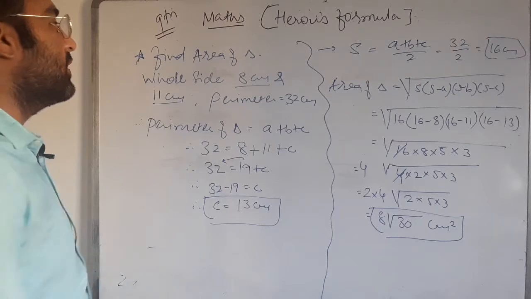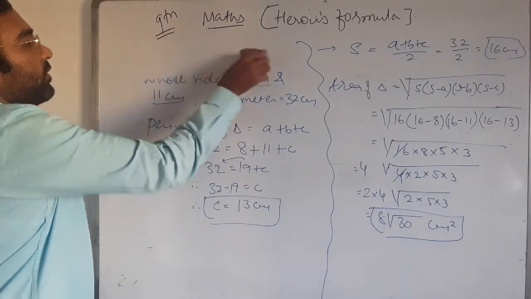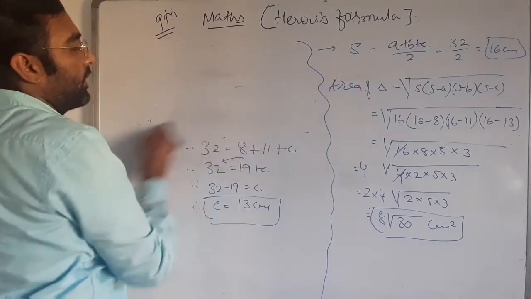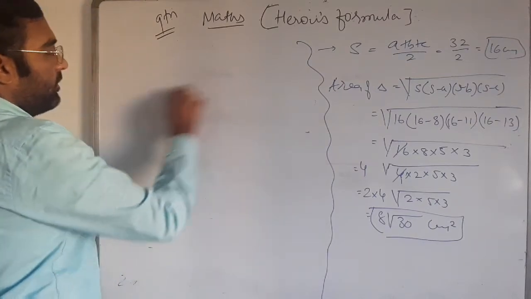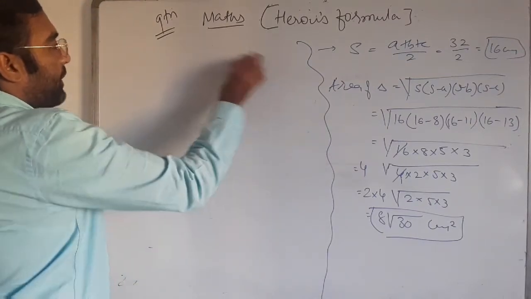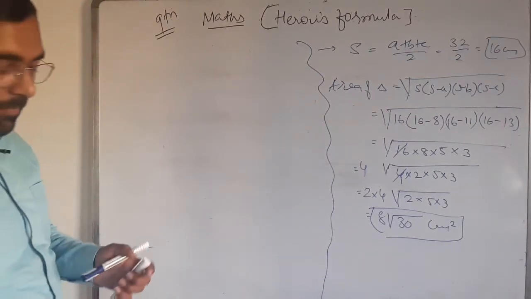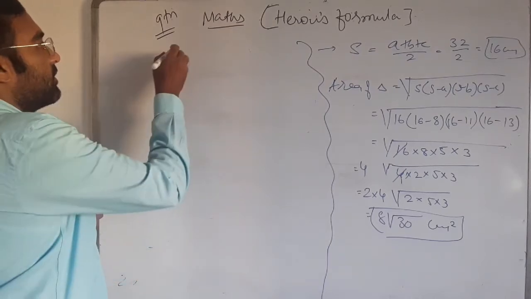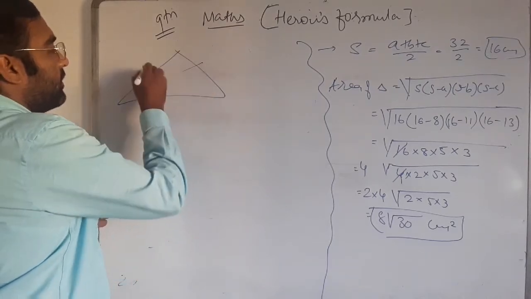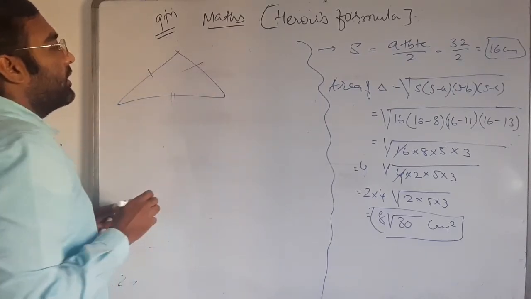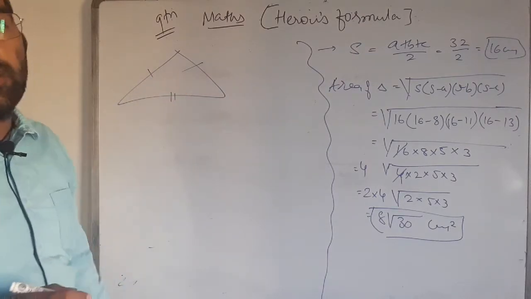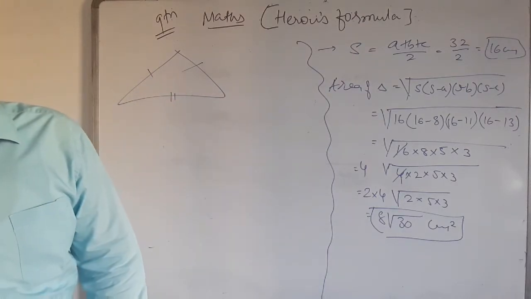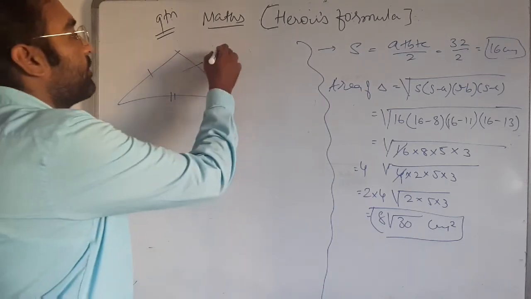Here is another question related to your textbook. An isosceles triangle is given with its perimeter. My isosceles triangle is like this. In an isosceles triangle we must know that two sides are equal, and the perimeter is also given.